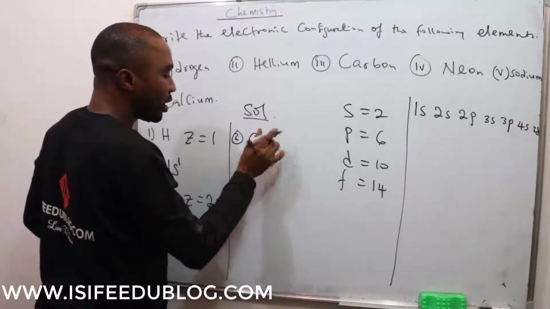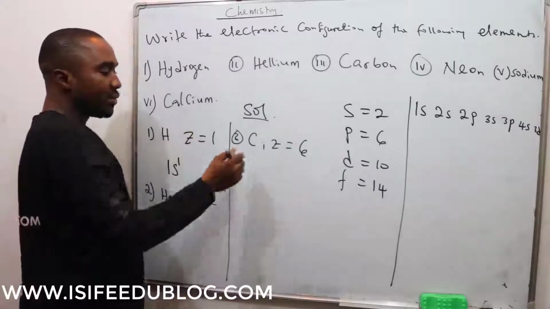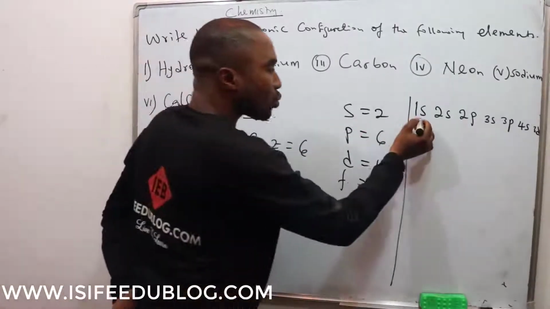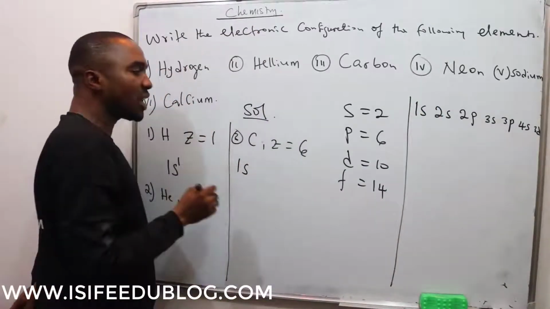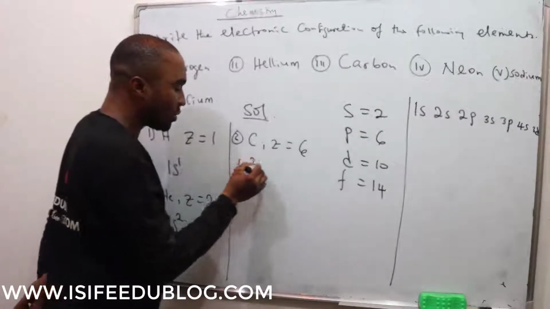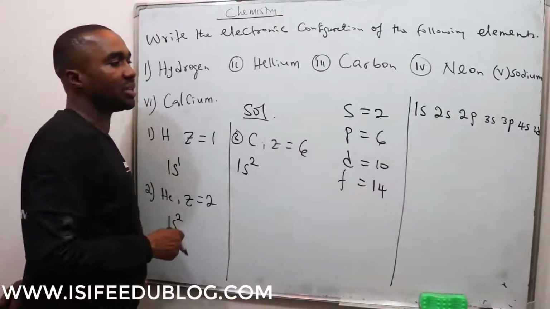Carbon, the symbol is C, and the atomic number is 6. Then if you want to write the electronic configuration, that is 1s. After 1s, you go to 2s. So I will give 1s the maximum an s can carry, which is 2. Out of the 6, I'm still having 4 electrons remaining.